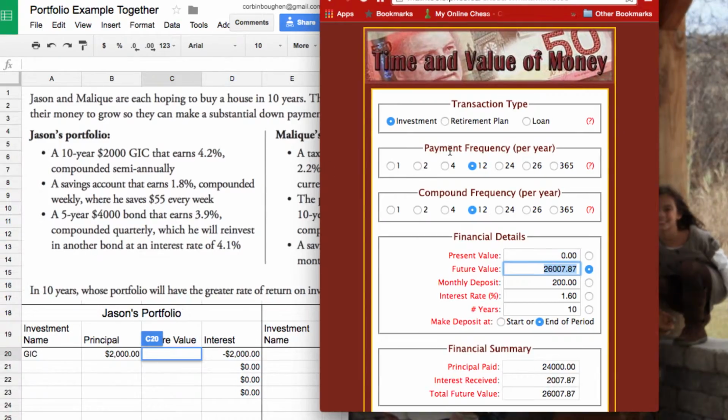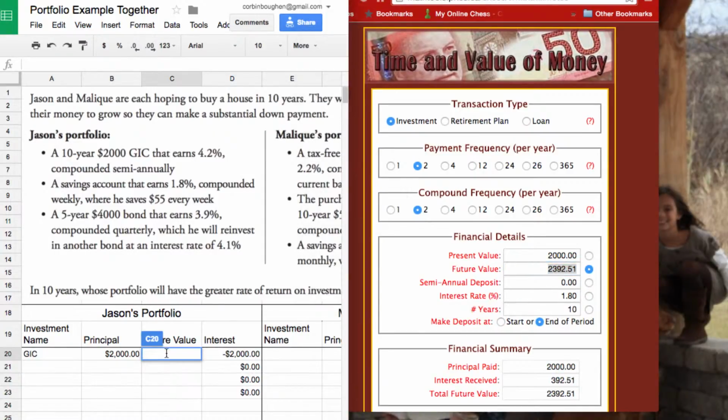Okay, so 10 years. Payment frequency semi-annually. Bam. Present value, 2,000? Yes. Future value, we do not know. Semi-annual deposits, 0. Interest rate, 1.8. Excellent. How many years? 10? Yes, 10. Okay. And survey says future value. Ooh, nice job, Jason. Let's copy that. Let's paste it over here to the future value. 2,000. It's not a bad return. So $2,000 that earns 4.2.